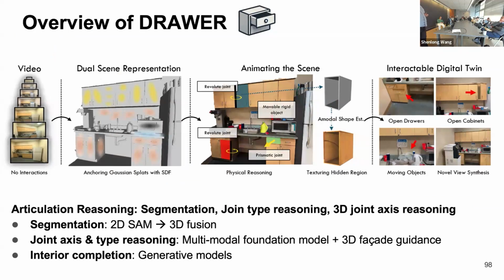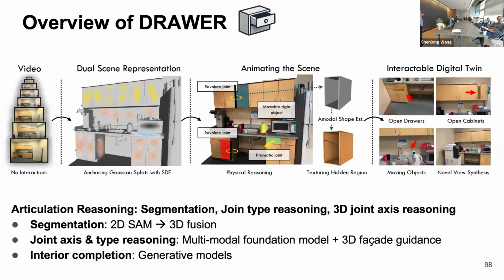And the next part is important. We need articulation reasoning. That means we want to segment out different articulated objects like doors of drawers and cabinets. And we also need to reason about its 3D articulation axis and also the joint type, like whether it's a revolute joint or prismatic joint. And after we finish that, in order to make it interactable, we only observe its facade, right? We need to get the interior to be complete.